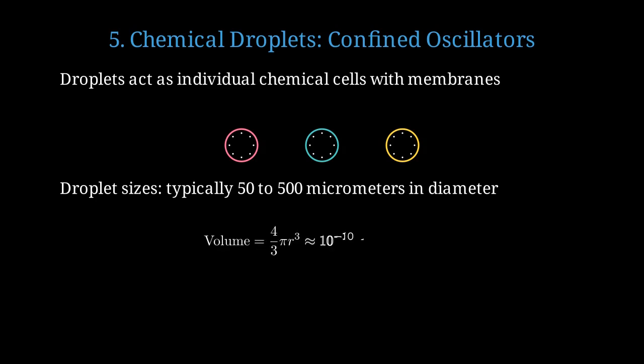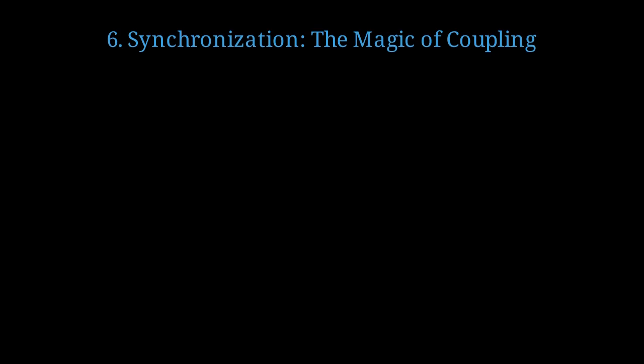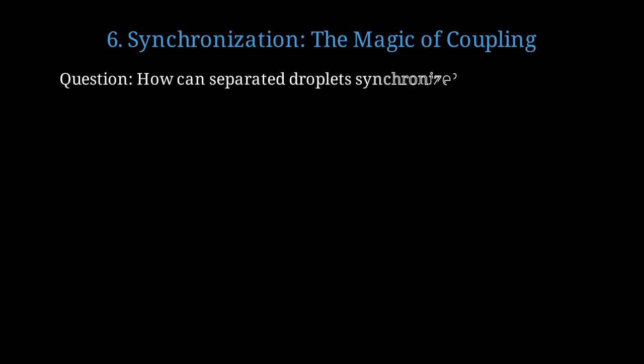With a radius of 100 micrometers, a droplet volume is about 4 times 10 to the minus 9 liters, containing billions of molecules. Here's where things get truly fascinating. Droplets can synchronize their oscillations like fireflies flashing in unison. Let's ask a crucial question. How can physically separated droplets synchronize their chemical oscillations?